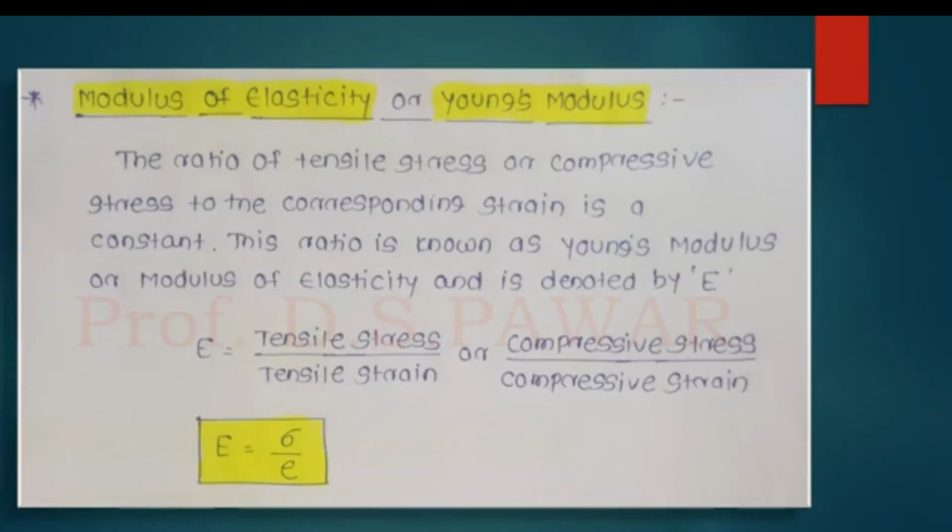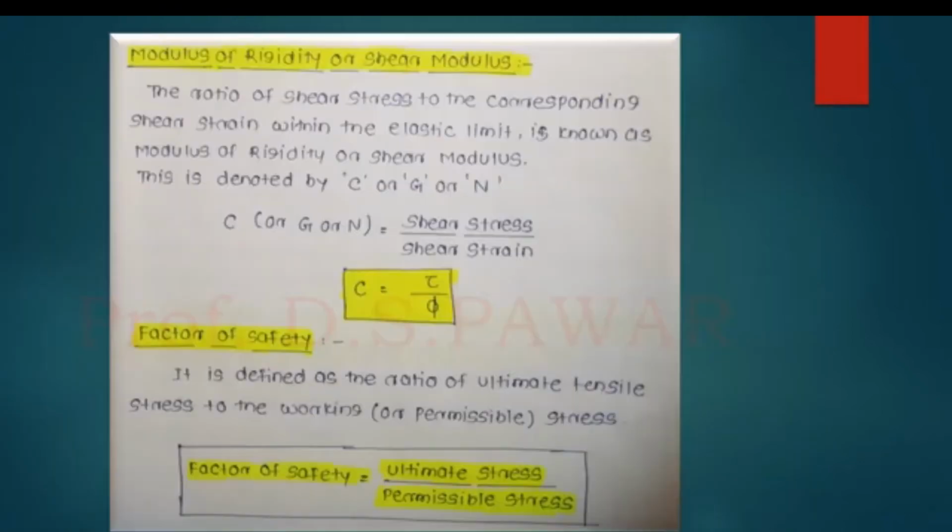Simple thing. Next, after the Young's modulus or modulus of elasticity, is the modulus of rigidity or shear modulus. What is meant by modulus of rigidity and shear modulus? The ratio of shear stress to the corresponding shear strain within the elastic limit is known as the modulus of rigidity or the shear modulus. The important thing is this: elastic limit. The ratio of shear stress to the shear strain within the elastic limit is known as the modulus of rigidity.